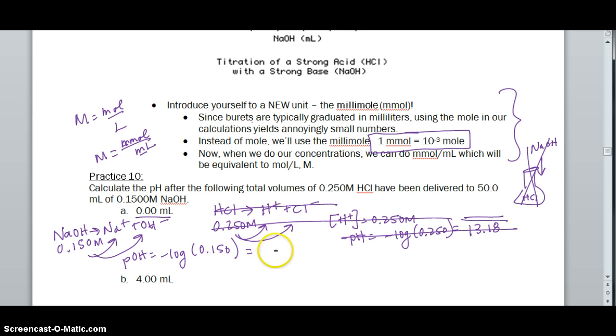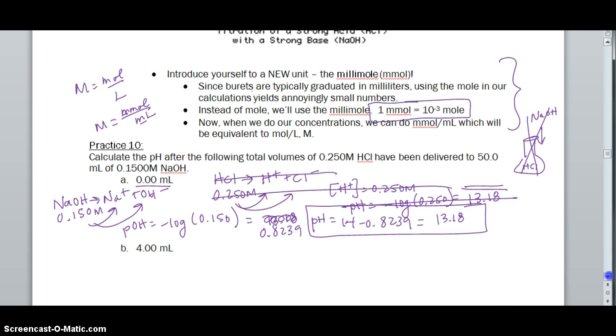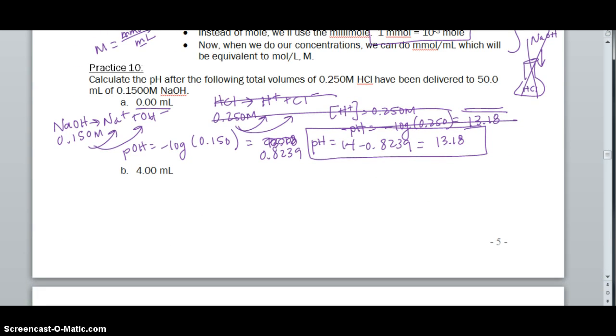So that comes out to a pOH of 0.8239, which then can be converted to a pH of 13.18. So sorry about that. So the pH starting is 13.18, which makes sense for a strong base, that it's much, much greater than 7.